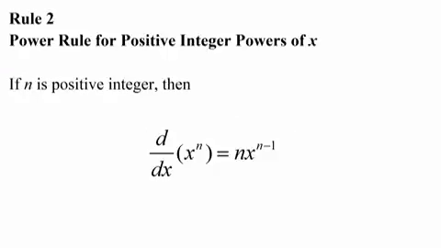Rule 2. Power rule for positive integer powers of x. If n is a positive integer, then the derivative of x to the n is n times x to the n minus 1. Here are two more rules.